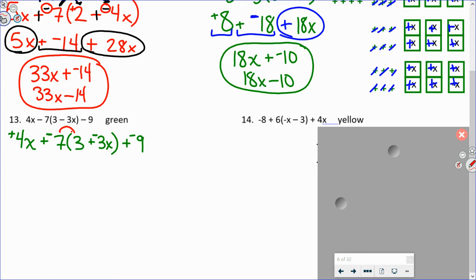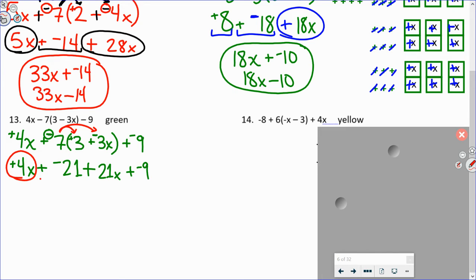So 7 groups of 3 and 7 groups of 3x is going to change things. 7 groups of 3 is 21. And yes, the opposite of all those positives would turn to negative. 7 groups of 3x is 21x. And the opposite of all those negative x's, the opposite of subtracting or going down, would be increasing or going up. Notice, please, the plus and negative 9 is not a part of the group. It's by itself. It's alone. I'll just copy it down. And the positive 4x back at the beginning is also by itself and not a part of the group.